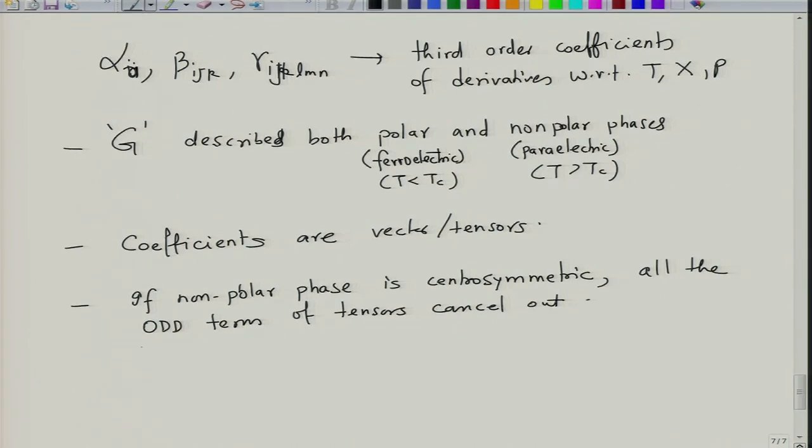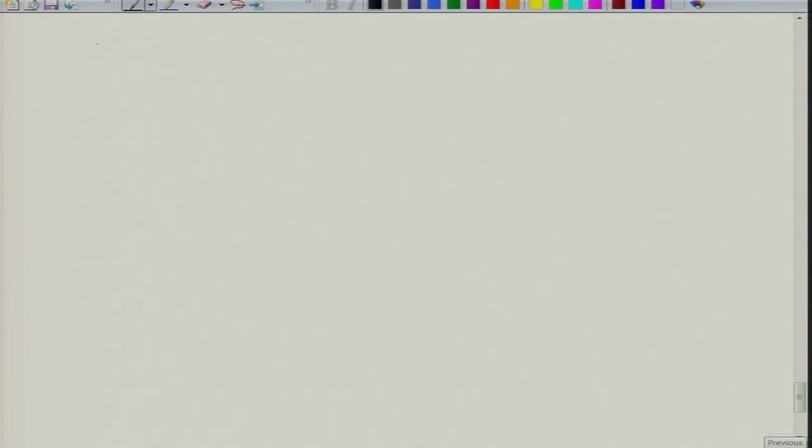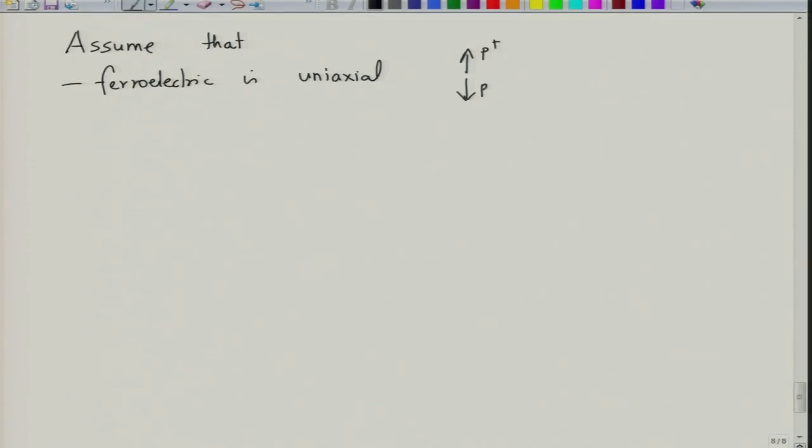Okay. So, we assume that the ferroelectric is uniaxial, which means polarization is either in this direction or in that direction. There are no multi-component polarization vectors, which might complicate the situation. So, if this is P plus, this will be P minus, and the field is applied parallel to the polarization, just for the sake of simplicity.